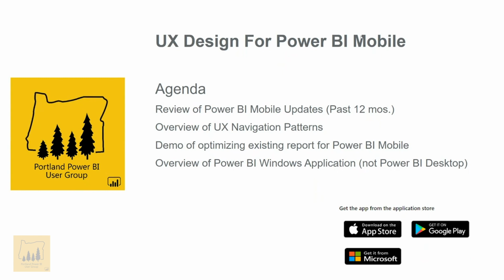Towards the end of it, we'll look at a demonstration of optimizing an existing report for Power BI mobile. So I went ahead and looked at a public data set for Airbnb listings in Portland, Oregon, and tried to really make a report that would not be very friendly to convert over to a mobile application, and just kind of follow the path going down that and what that might look like.